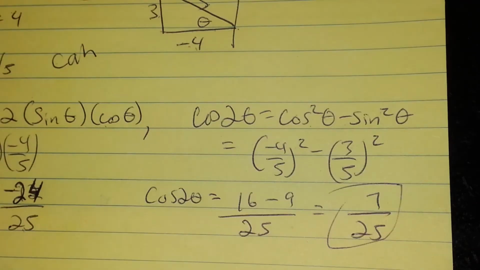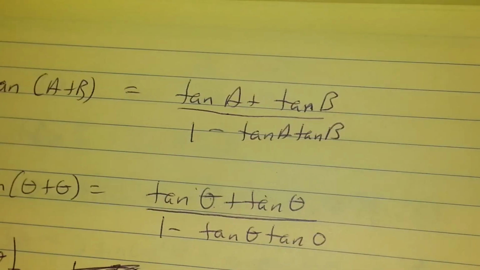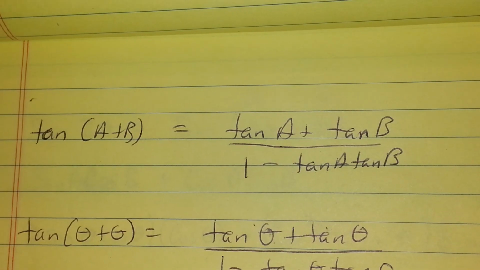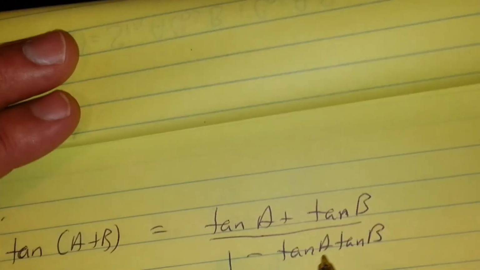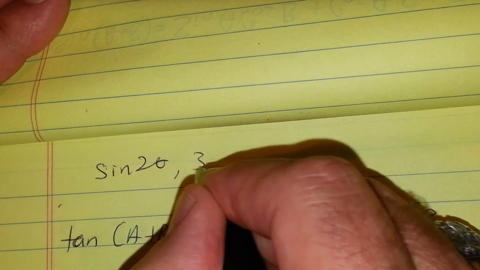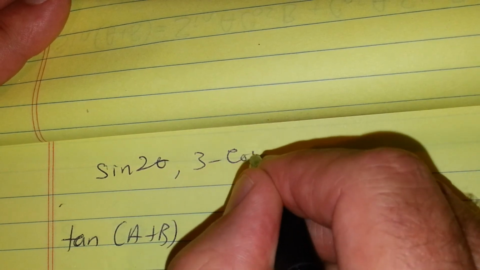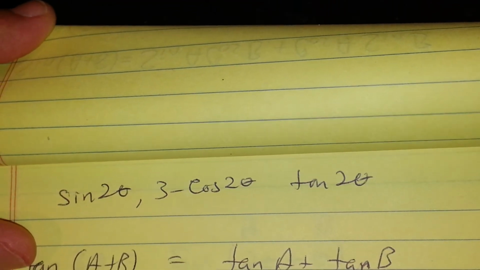Alright, so that's pretty much it, we got about 5 formulas. Just to recap, we had sine of 2 theta, we had 3 versions of cosine of 2 theta, and then we also have tan of 2 theta. That's what we'll be working with.